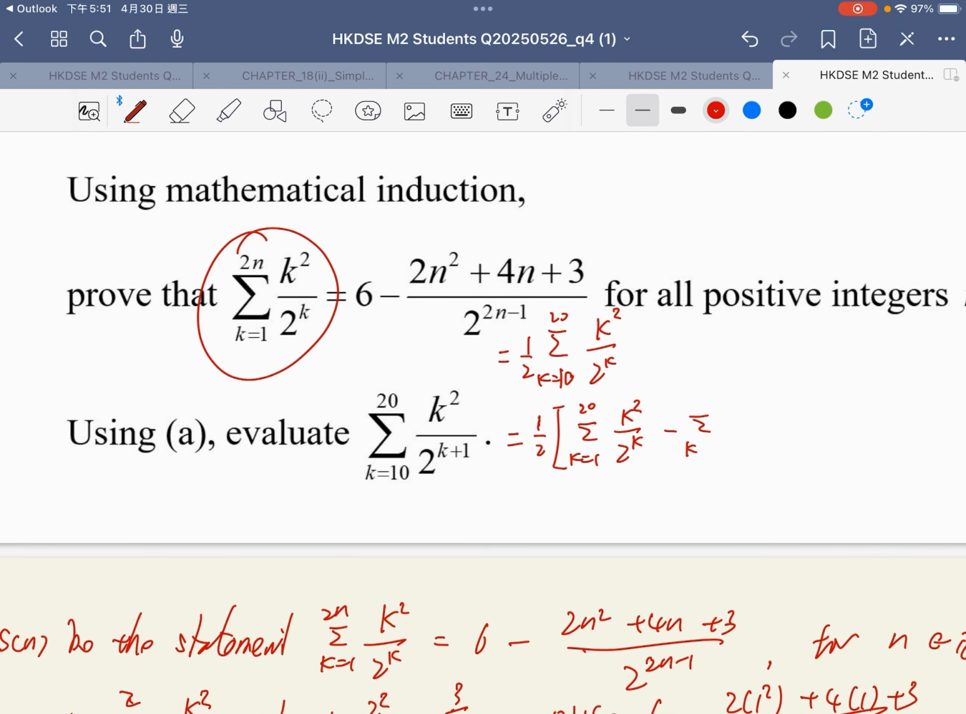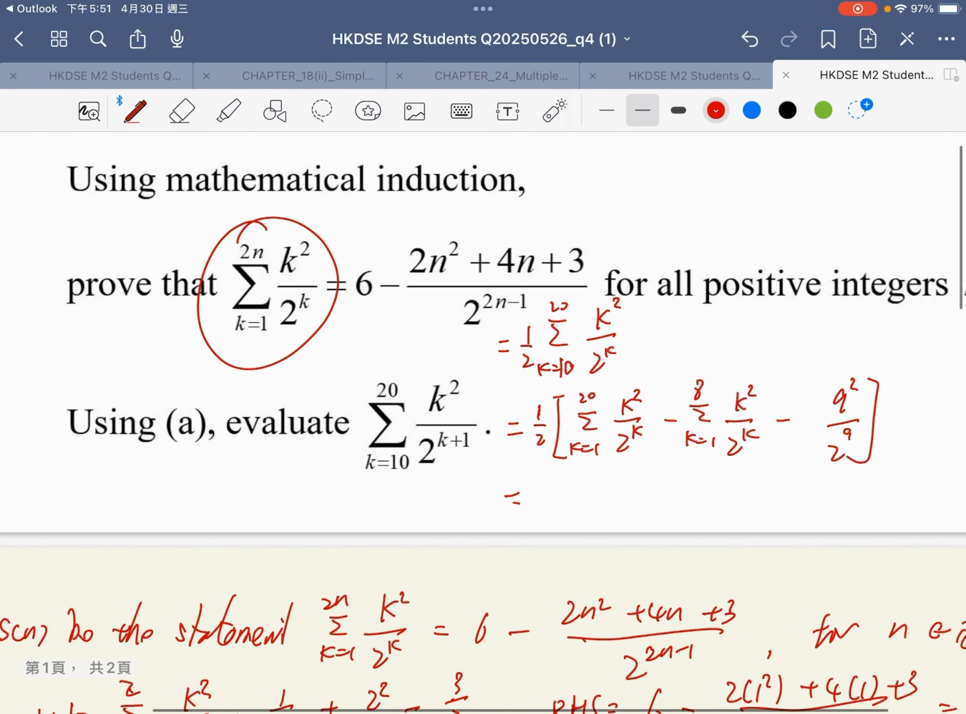The left part is summation from 1 to 9. And this is odd. This is an odd number, not an even number, because the upper limit should be an even number. Therefore, I make that not 9, but rather 8, and minus an extra term, the last term. That last term should be 9 squared over 2 to the power 9.